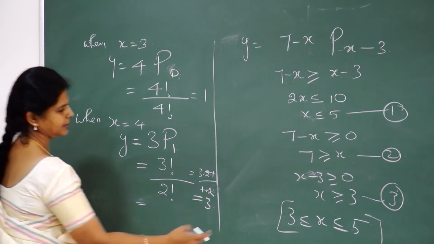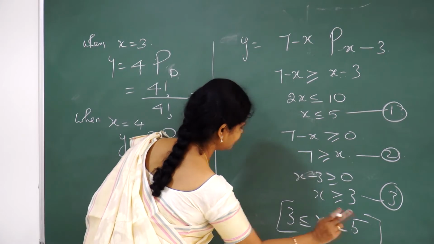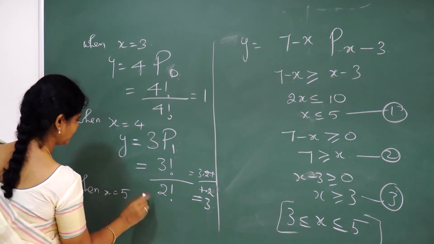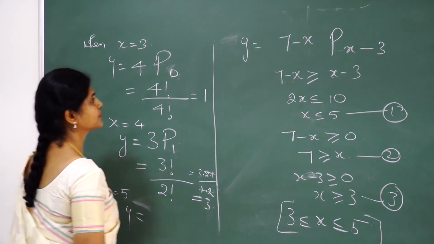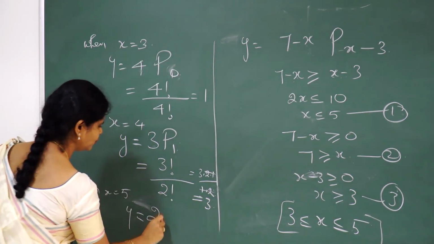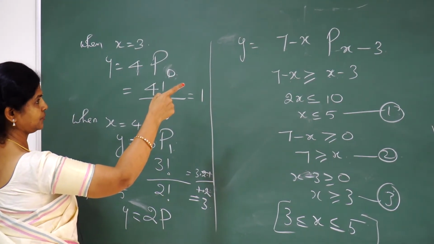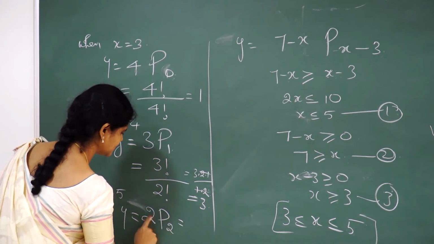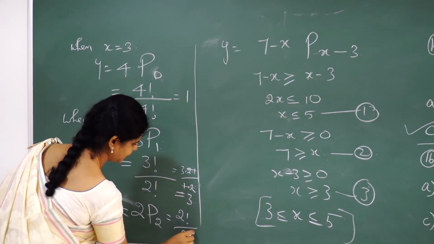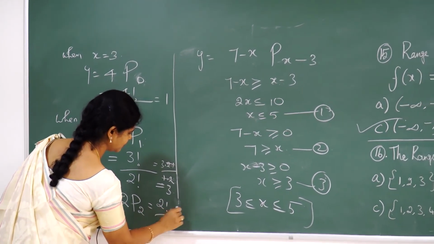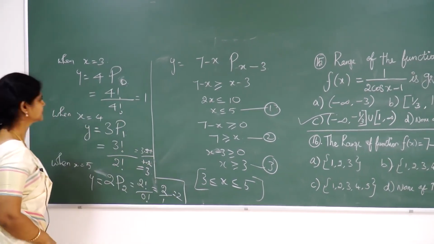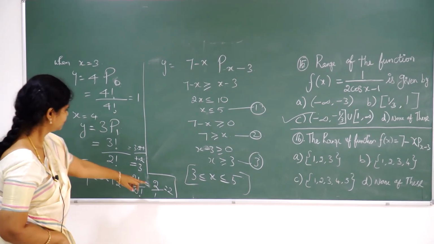So next, the domain ends with 5. So when x equal to 5, what is your y value? y equal to, substitute here 5, 7 minus 5 is 2. So 2P, that is 5 minus 3 is 2. So the answer is 2 factorial divided by 2 minus 2 is 0 factorial. 0 factorial is 1, 2 factorial is the answer, 2 by 1, this is 2. So the y values are 1, 2, 3.